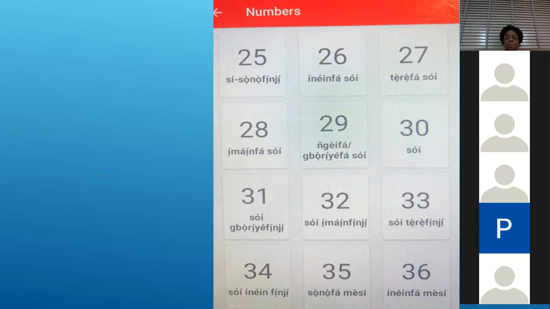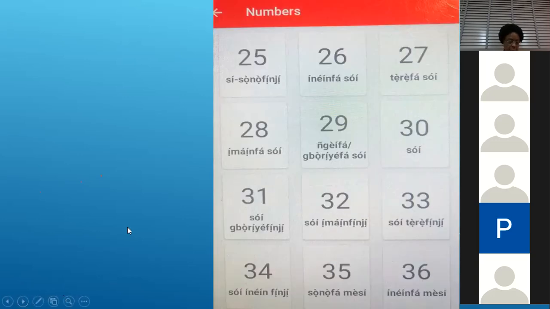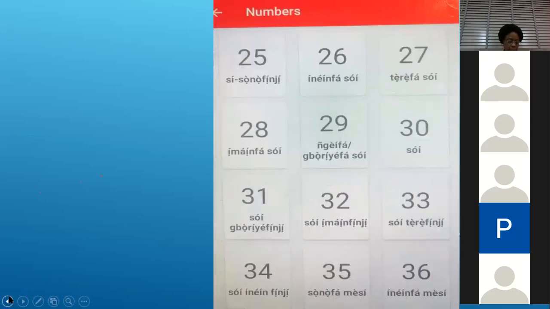Dango 33. Soy Terefinji. So it's soy tere. So again, that should be rising. So it's soy tere finji. Okay. Excellent. That's fine.